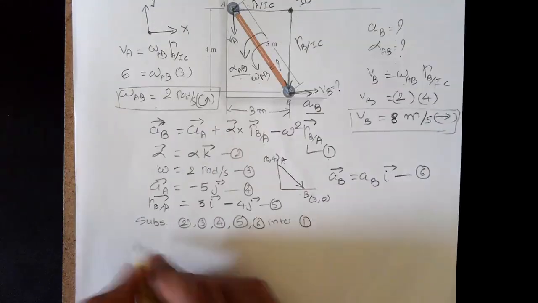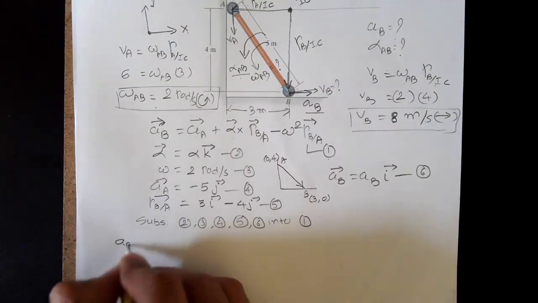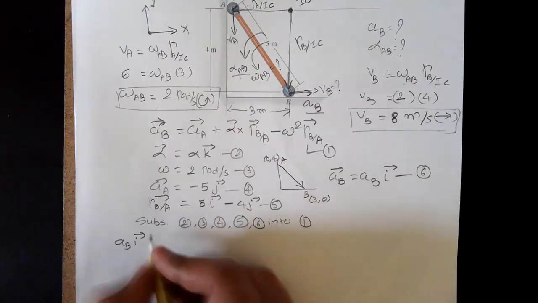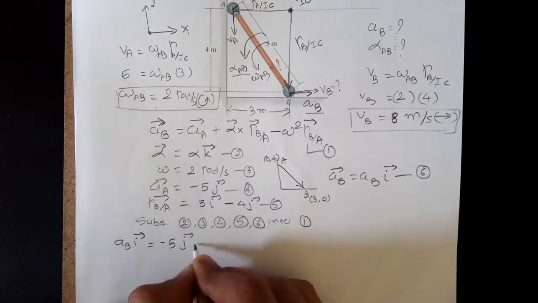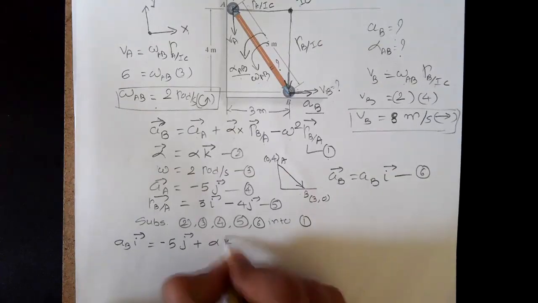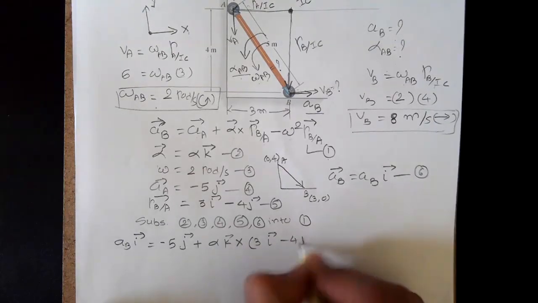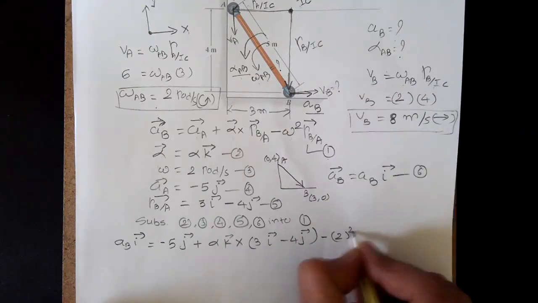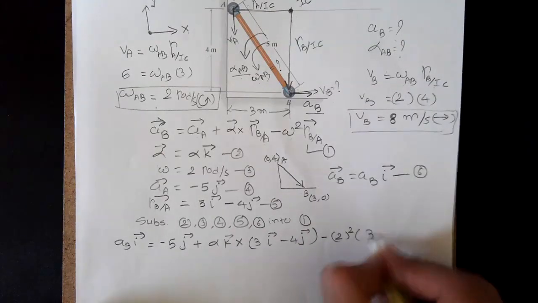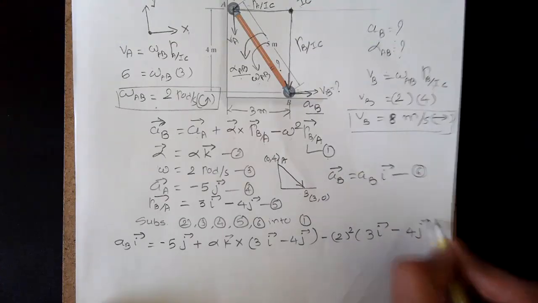So when we do this, let's write how this big equation would look. So this will be AB i is equal to minus 5j plus alpha k cross (3i minus 4j) minus 2 square, which is omega square, and again this is the position vector 3i minus 4j. Okay.